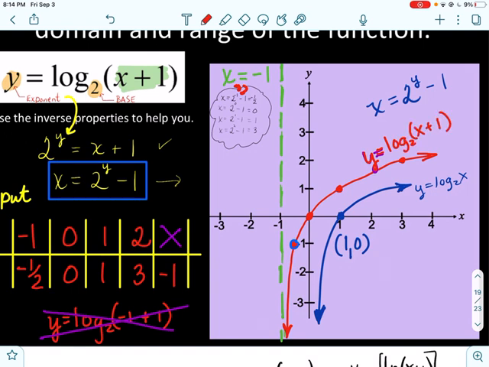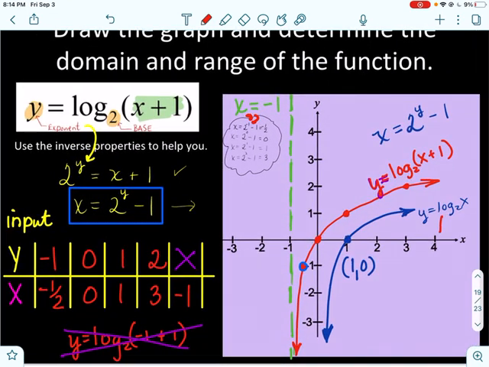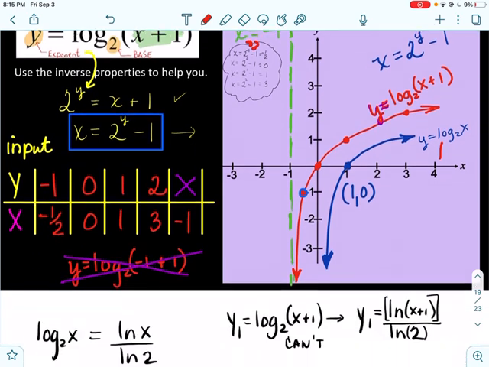Notice beneath it, I have the graph of y is equal to log base 2 of x. So this red graph is really just a translation 1 unit to the left of the parent function that you see right here, log base 2 of x. Graphing logarithms can sometimes be a little bit tedious, but made much easier when you translate it into an exponential form.